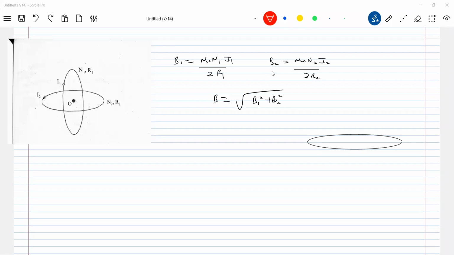These are two rings where the planes of the rings are perpendicular to each other. So B bar, separate them. You do one thing, separate like this. The B bar due to this will be like this, and the other due to the other ring B bar. So what is the angle between them? 90 degrees. You have to take it. You do have some questions where they'll be inclined at an angle.